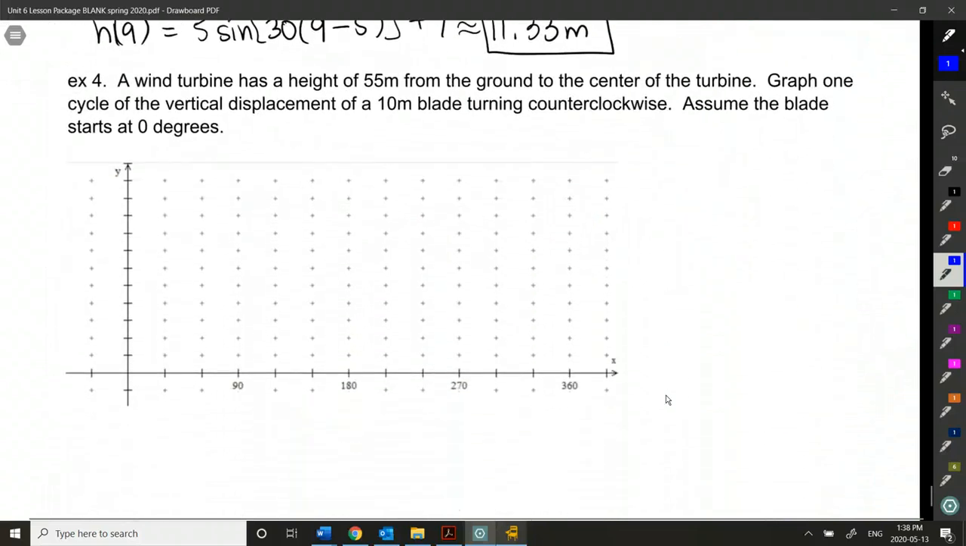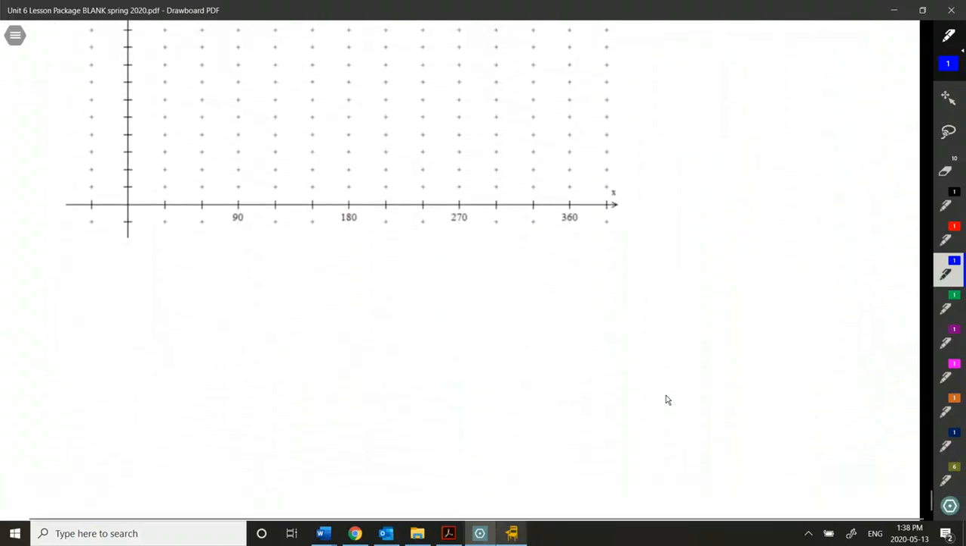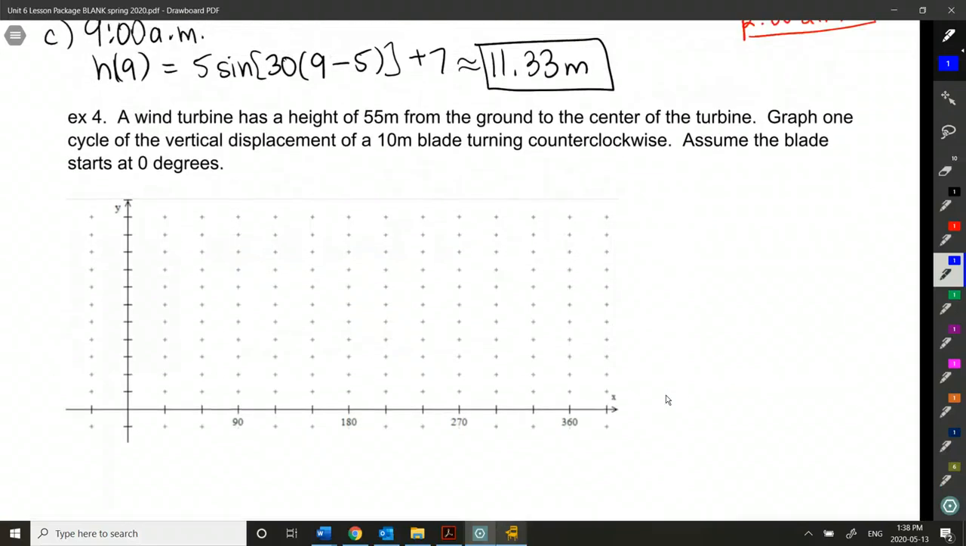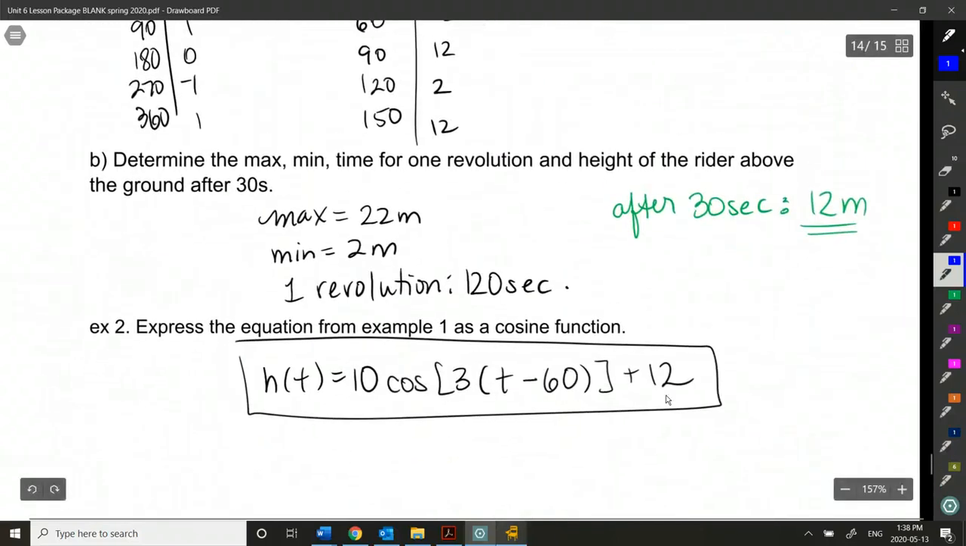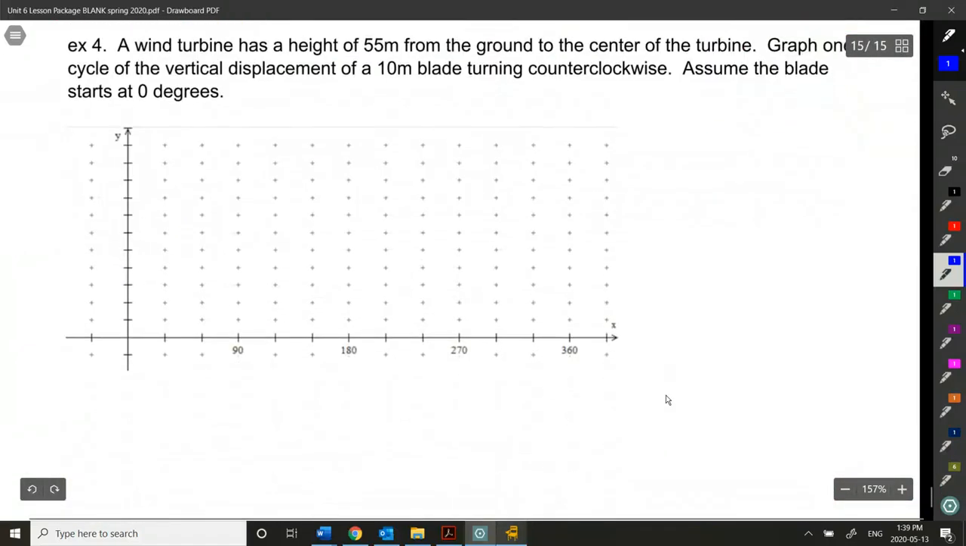All right, and for our last example here, we are going to take a look at a wind turbine, and we're going to actually do degrees with this one. So we're going to track the height of a blade as it turns around the wind turbine. I'm talking about those big windmills that you see, harnessing wind energy.